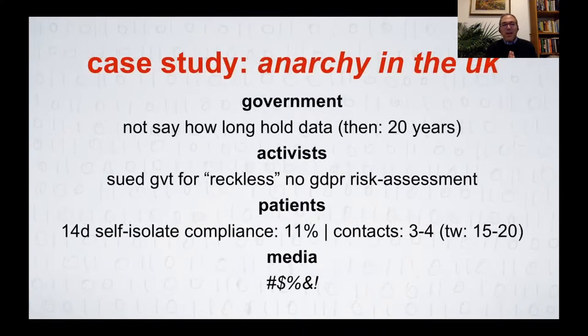Now, anarchy in the UK, the British system is a great way of thinking about the problems that you would face and how a lot of different interests collide. The government should have done better. There's no excuse. Initially, they didn't say how long they were going to hold the data. Then when they finally did disclose it, they announced that it was going to be 20 years. That seems weird. This is data they're now not collecting, but this is what they initially wanted to do with the first version last spring of a track and trace app. That just seems peculiar that you would need it for that long.